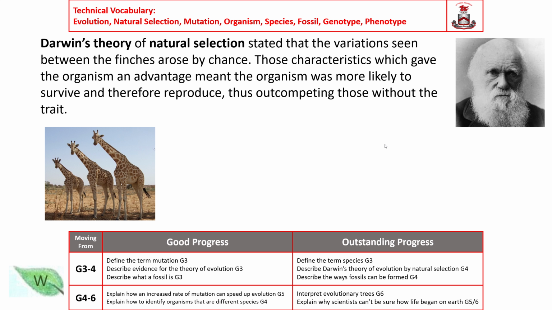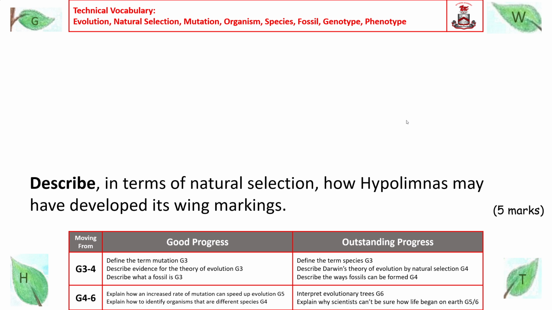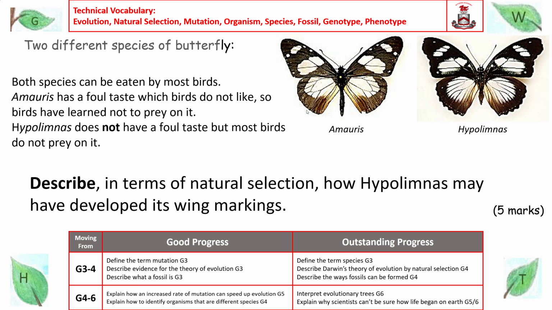Now, I'll let you read through this at your own pace, but it's talking about how animals change over time. Now, if we look here, this is a question again. This is two different species of butterfly. Okay, the one on the left has a horrible taste. Okay, this one here, the amorous, has a horrible taste. The birds don't eat it. This thing here on the right doesn't have a horrible taste. So I'm going to explain very briefly how this happens.